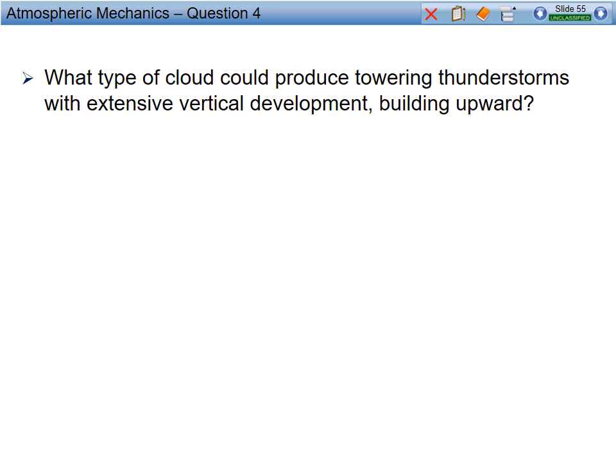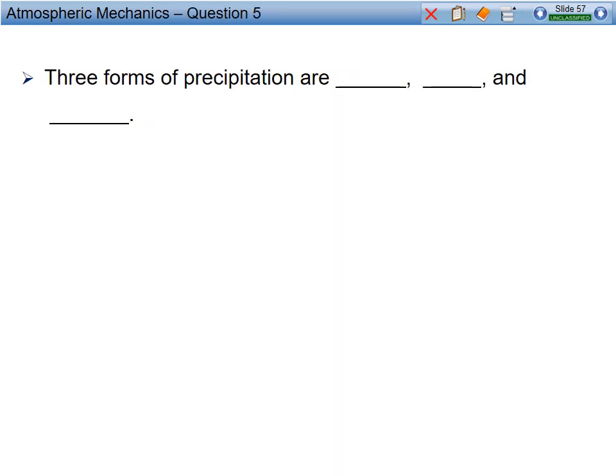What type of cloud could produce towering thunderstorms with extensive vertical development building upward? That would be the cumulonimbus cloud, or thunderstorm. Three forms of precipitation are drizzle, rain, and frozen.